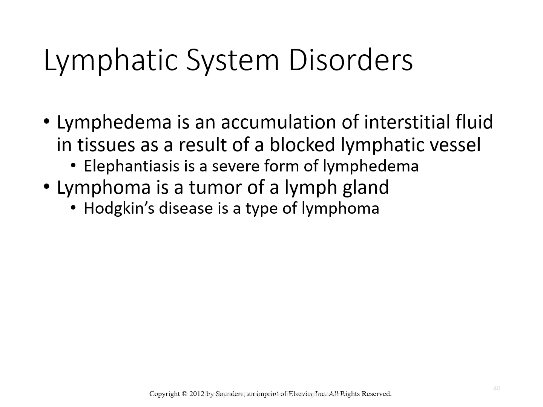There are certain disorders of the lymphatic system. So lymphedema is one, and that's an accumulation of interstitial fluid in the tissues. That's usually as a result of a blocked lymphatic vessel. And then lymphoma actually is a tumor of a lymph gland. So Hodgkin's disease is a type of lymphoma.